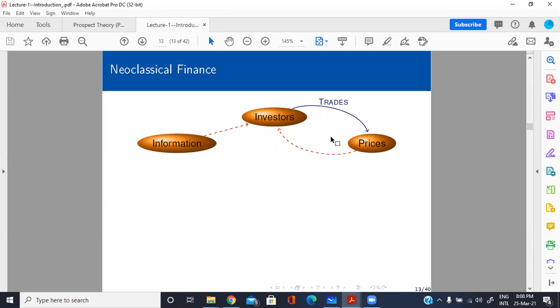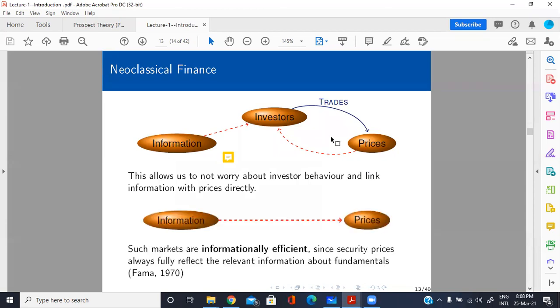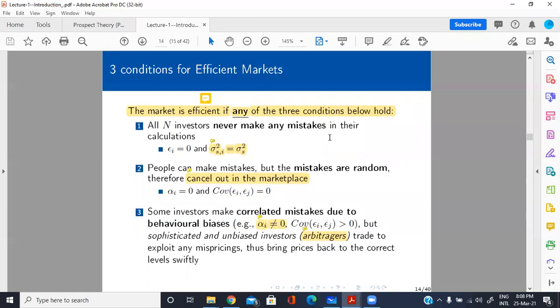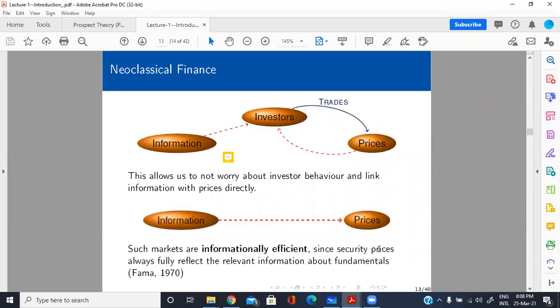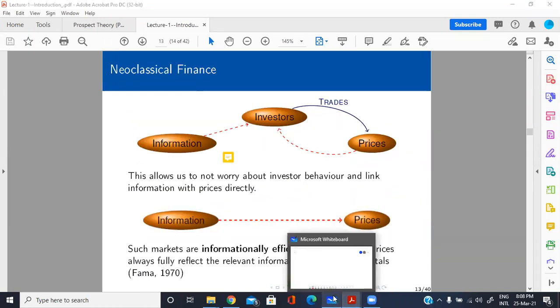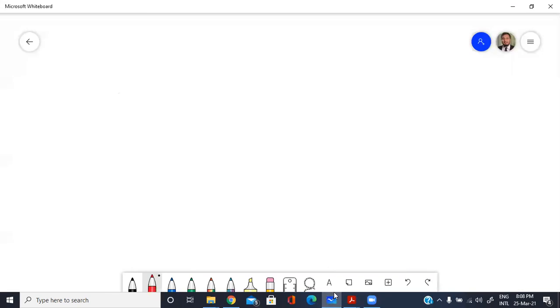So how many forms of market efficiency have we learned so far? How many types of market efficiency have we learned? Sir, three. Okay. Weak form, strong and semi. Which one should come here? Second, the strong or semi-strong? Semi-strong. Okay. Then strong.